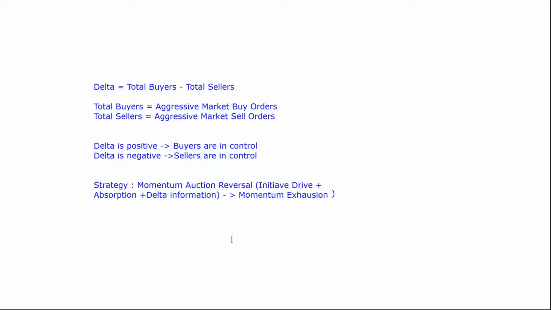Again, we will look into delta, but the delta flow. We are having an audio problem now. Last 2 minutes, is it? So I was talking about momentum auction reversal. Is it fine now?